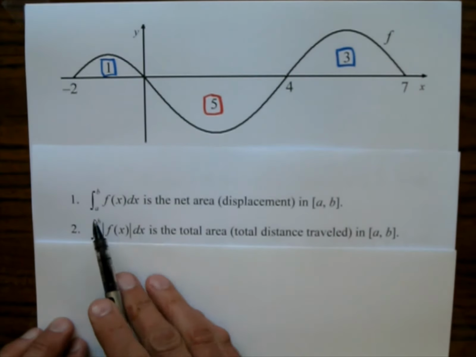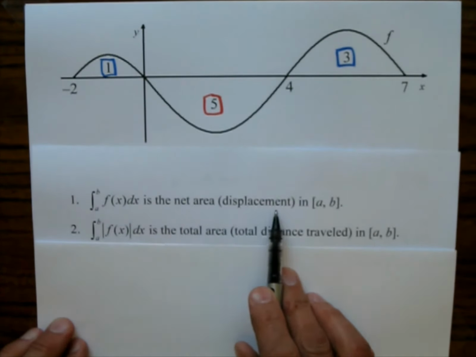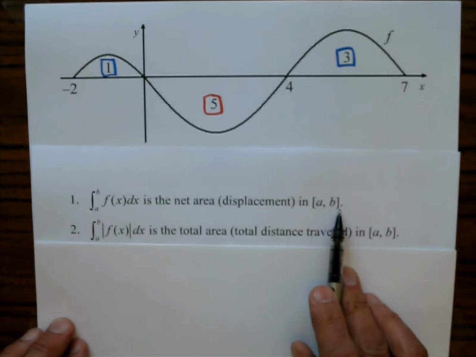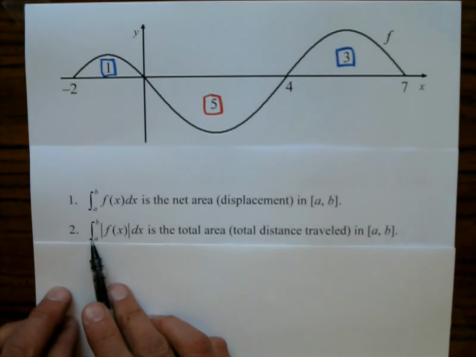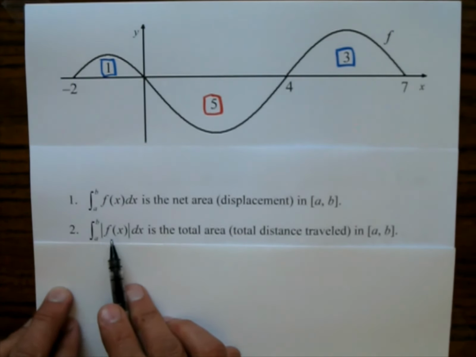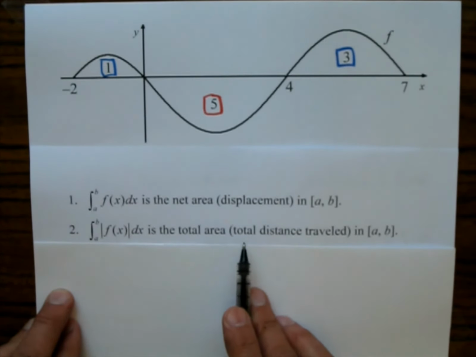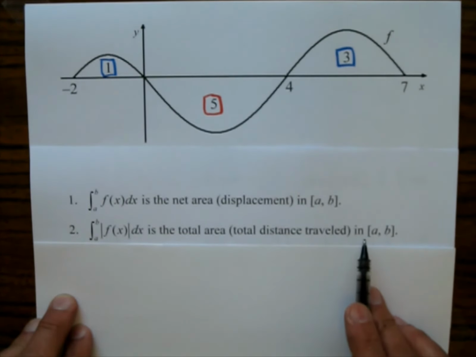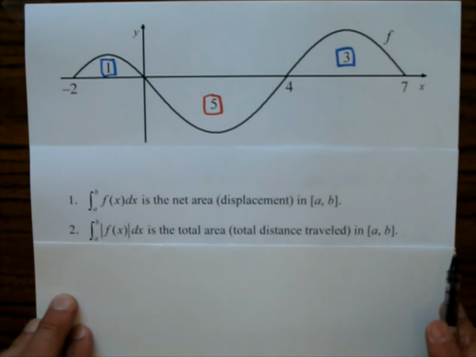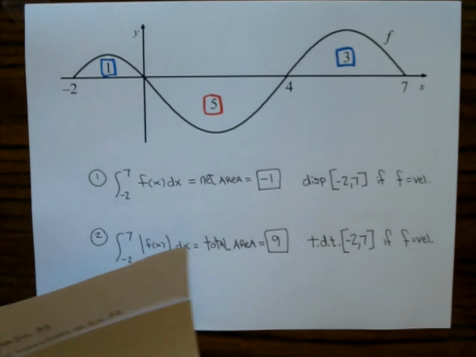It says the definite integral from a to b, f of x dx, is the net area displacement in a to b. You're probably sick of me saying that again and again, but that's very important. And then this one, the definite integral from a to b, the absolute value of f of x dx, is the total area. If you're doing the bug problems, it's the total distance traveled in the interval a to b. So those are 2 properties you'll see in your book. We've been looking at those.